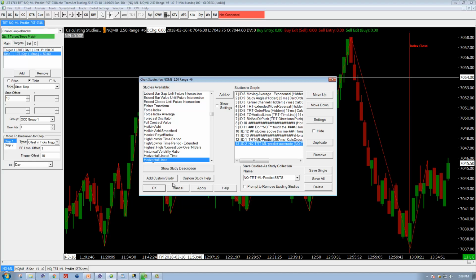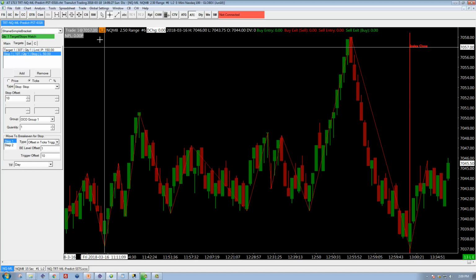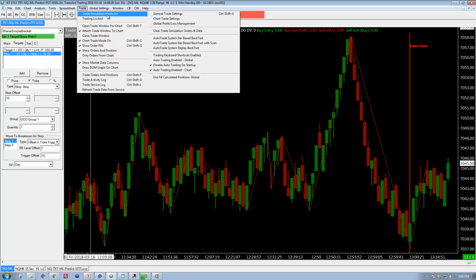The other thing that you have to do now is make sure that trade simulation mode is not checked. There should not be a check mark here, just like you see. If there is a check mark, then you're going to only simulate. Nothing will leave the Sierra Chart software world here on your computer. Okay, so trade simulation mode is not checked.